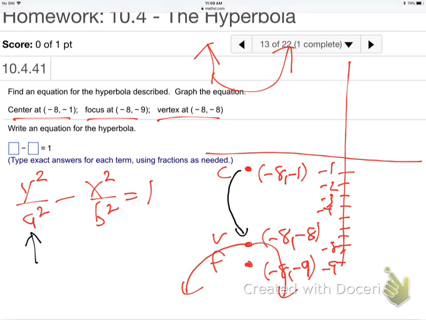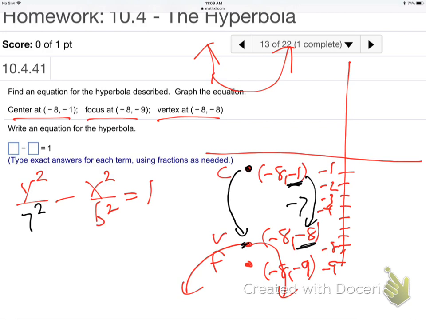So how far down from here to here? From -1 to -8. That's down 7, isn't it? It's down 7, so that's got to be 7 squared, 49. Good so far? Up, down, to the vertex, right? Okay, now, what's the B?